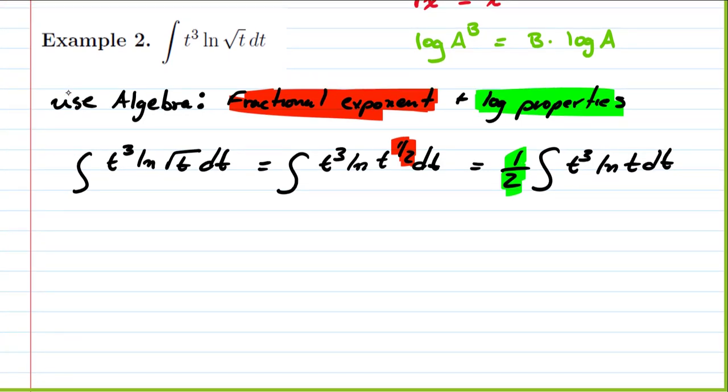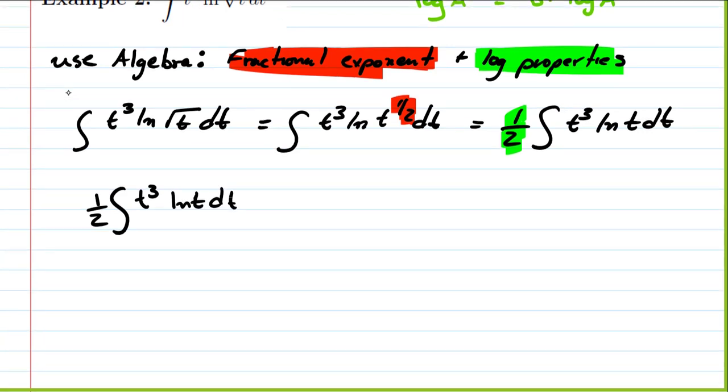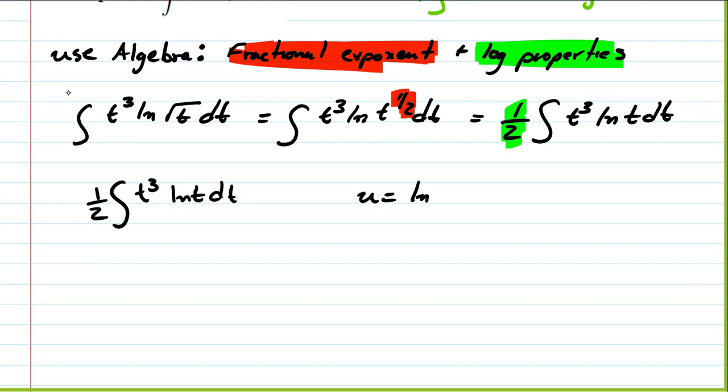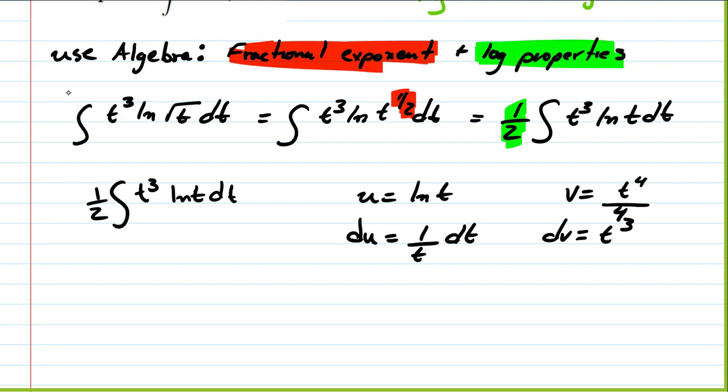And as we talked about at the beginning, our suggestion then becomes that we pick u to be the natural logarithm of t. So we pick u to be ln t, then everything that's left becomes dv, so dv is t cubed. So now we calculate du. The derivative of the natural logarithm of t is going to be 1 over t dt. And the integral of t cubed is going to be t to the 4th divided by 4.